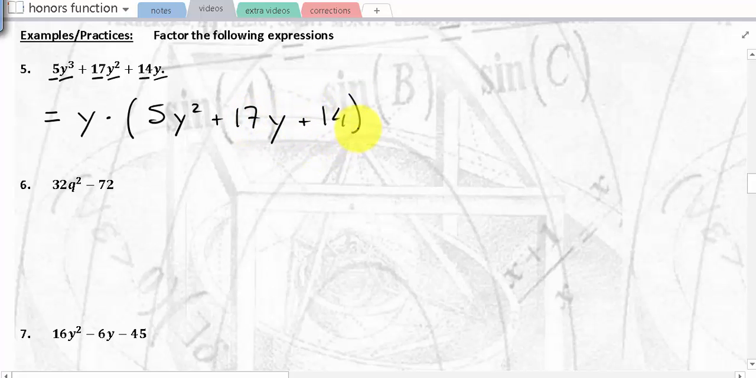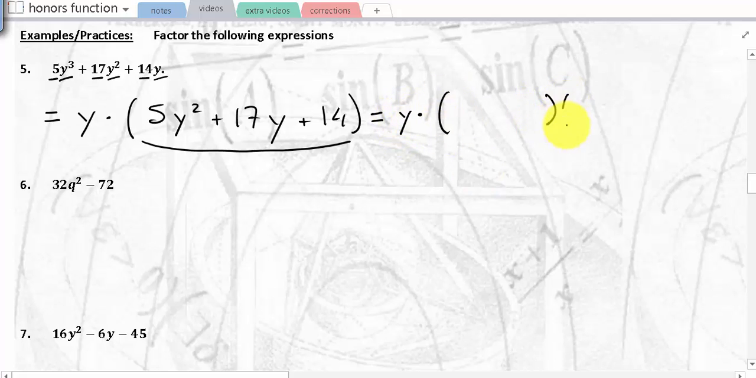Look at the numbers 5, 17, 14. There are no common factors to these numbers. So now what do we have? We have y cubed, y squared, and y. Well, let me start by taking a y out, okay? So it's 5y squared plus 17y plus 14. Okay, now I'm going to try to factor this. Maybe I will, maybe I won't. Maybe it will factor, maybe it won't factor.